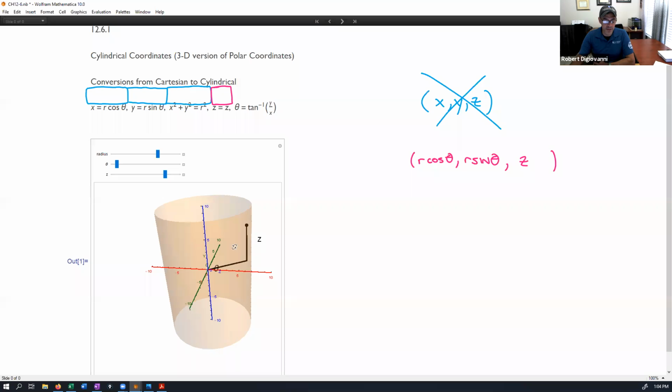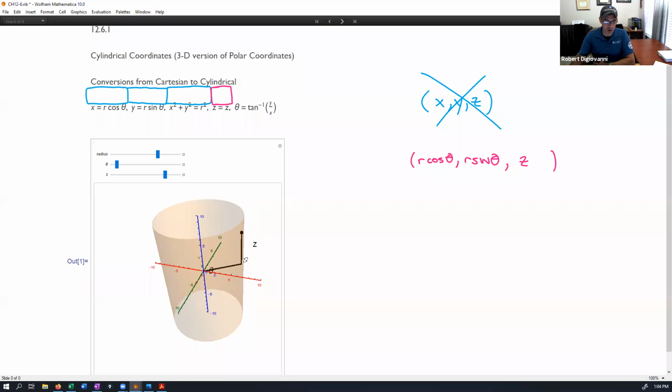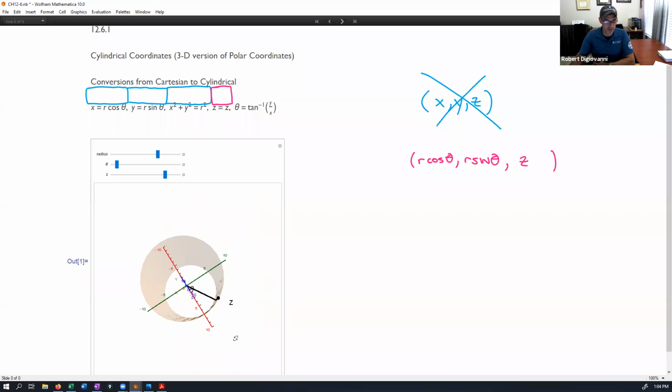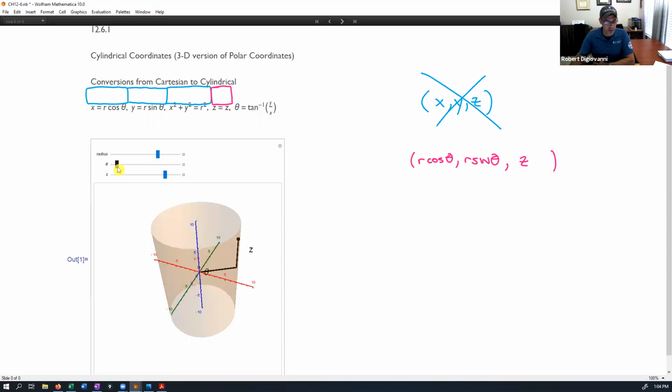But that black point lives on some cylinder, you see? And as I adjust theta, I'm just going to swing around that cylinder. If I adjust r, then I'm just going to make the cylinder either smaller or wider. And then z is just going to move me up and down. Okay, so there's really nothing new here because we've already done polar. It's just that the space that we live in now, this system, is called cylindrical.